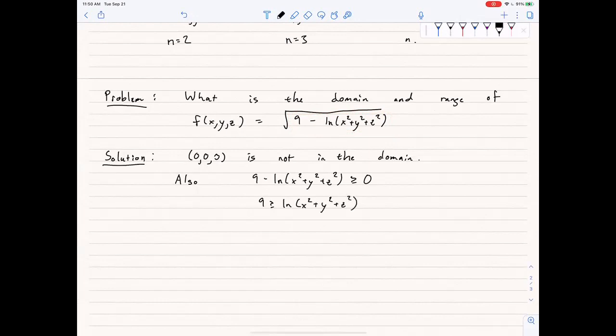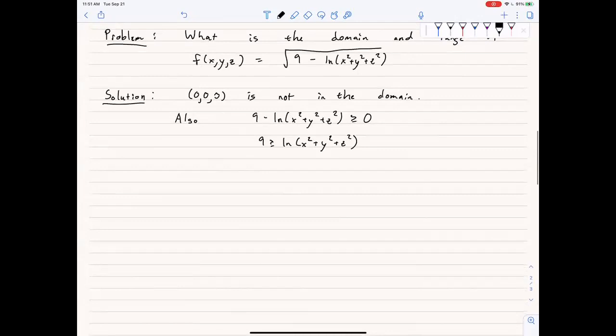Exponentiation is an increasing function, right? I take the derivative of e to the x, I get e to the x. That's always non-negative. So it's an increasing function. And what that means is I can apply it to an inequality and it won't change the sign, right? So I can exponentiate both sides of this inequality and I'll get e to the 9 is greater than or equal to e to the natural log, which is just whatever is being put into the log. So I get this.